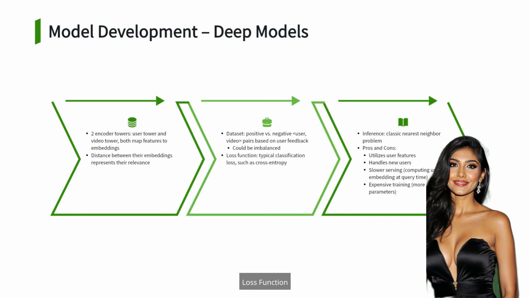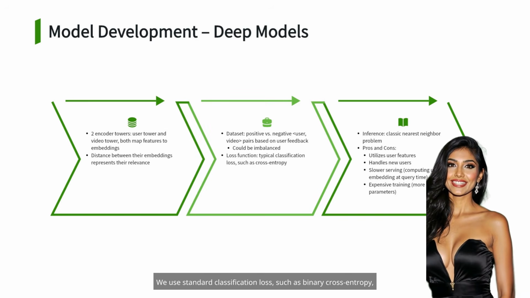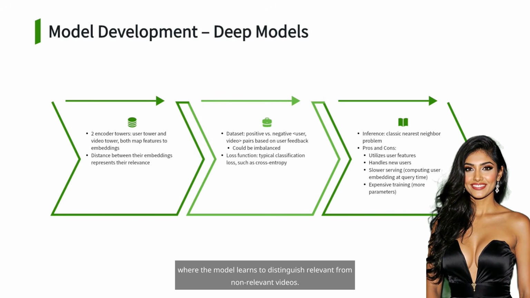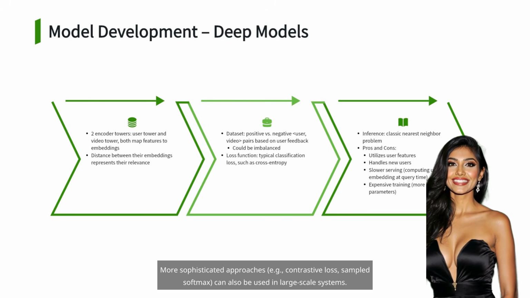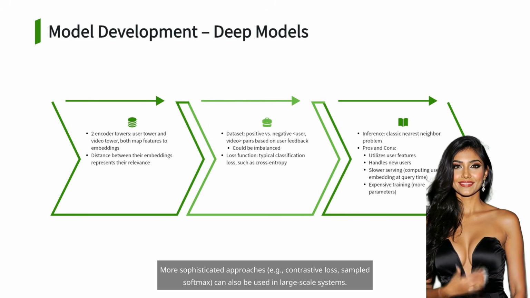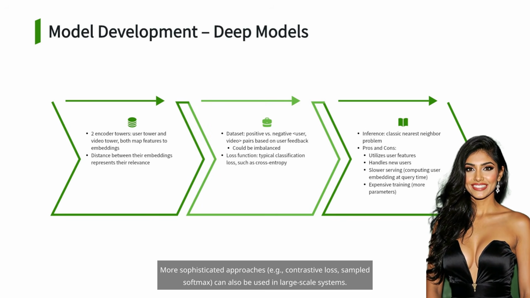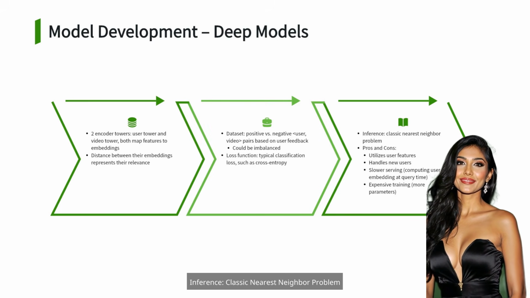Loss function. We use standard classification loss, such as binary cross-entropy, where the model learns to distinguish relevant from non-relevant videos. More sophisticated approaches, e.g., contrastive loss, sampled softmax, can also be used in large-scale systems.